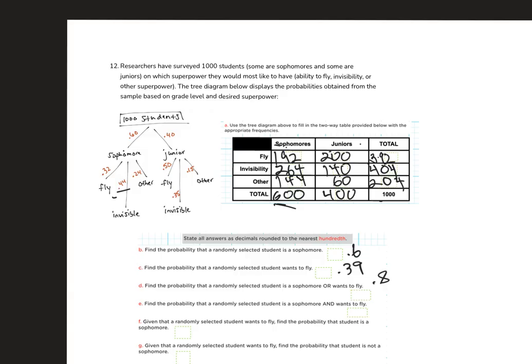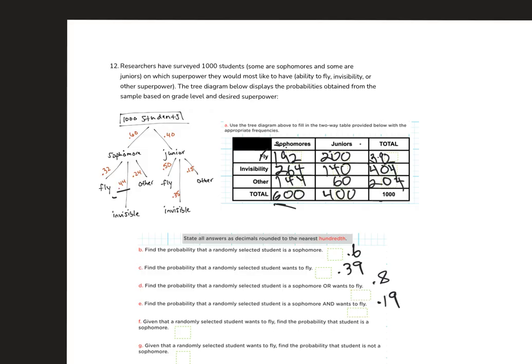That would give us 992 minus 192, which again would give us 800, so a probability of 800 out of 1,000, or 0.8. Okay, the probability that a randomly selected student is a sophomore and wants to fly, that would just be our 192 sophomores who want to fly, so that would be 0.19 here, 192 out of 1,000.